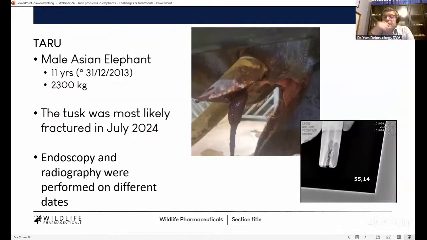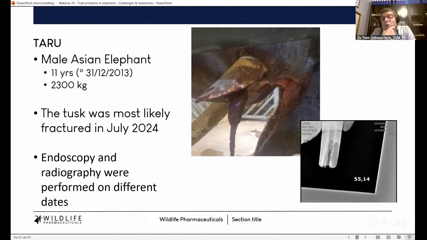So the second case that I want to discuss with you, and I hope I will get it done in 7 minutes, is Taru. Taru is a male Asian elephant of 11 years and 2,300 kilograms. But this tusk was rather big for an animal of that age. It most likely fractured in July 2024, and we know that vital pulp therapy has been performed in this elephant. On the bottom side, you can see an X-ray, and you can see a lot of debris going in.